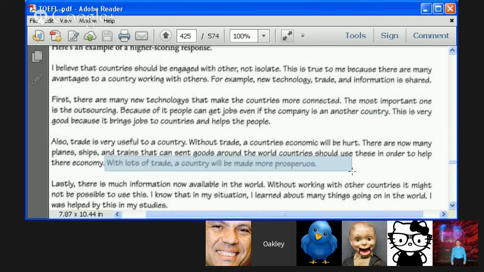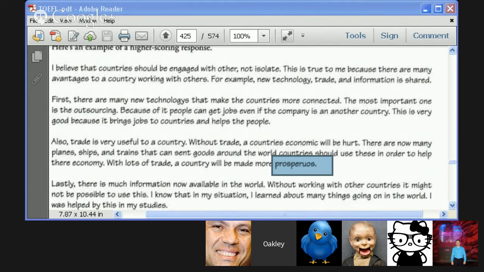Swinging it back to Alexi. Alexi, last sentence of this paragraph. With lots of trade, a country will be made more prosperous. First, I see that the order of letters is incorrect in the word prosperous. Indeed it is. You are correct. Misspelled. Another misspelling. This is what, three, four misspellings we've seen? Yep.